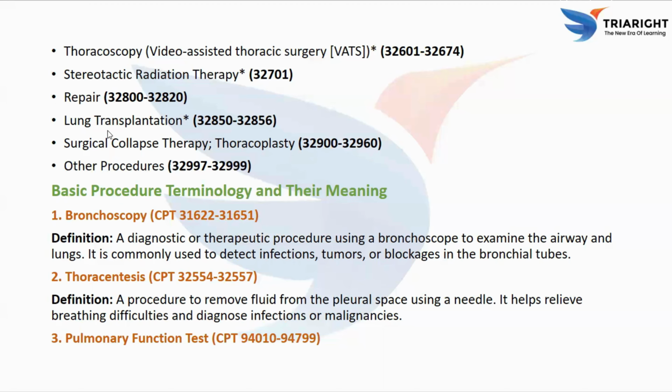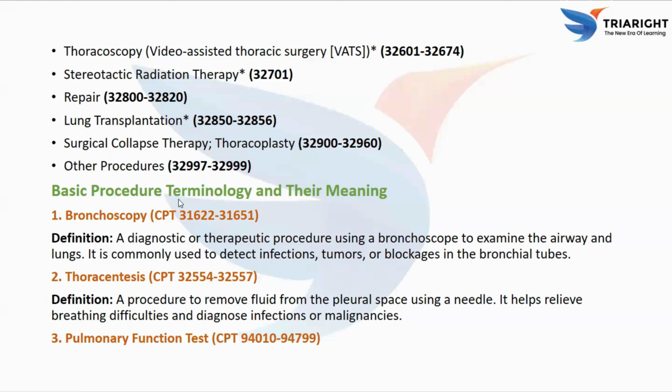So types also include single lung transplant, whereas it also has a double lung transplant. And the next subsection is surgical collapse therapy, thoracoplasty. What is it? Surgical collapse of part of the lung, which is historically used for tuberculosis. How does it work? It works by the removal of ribs to collapse the lung tissue. And the other procedures include the unlisted or unusual respiratory procedures, which require an operating report and comparison to similar CPT codes. So these are the sections and subsections of the surgery respiratory system section.